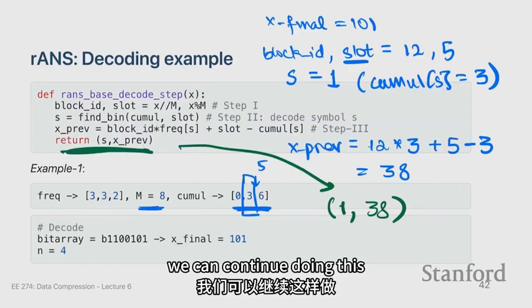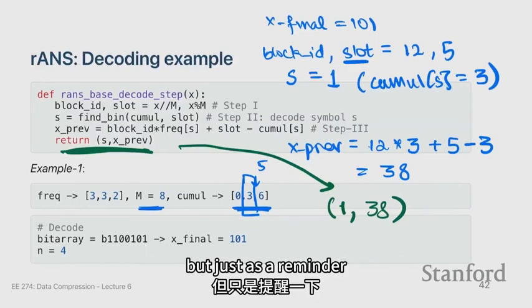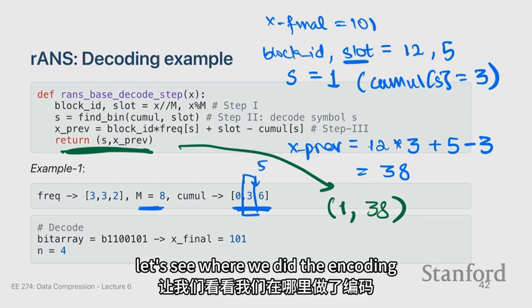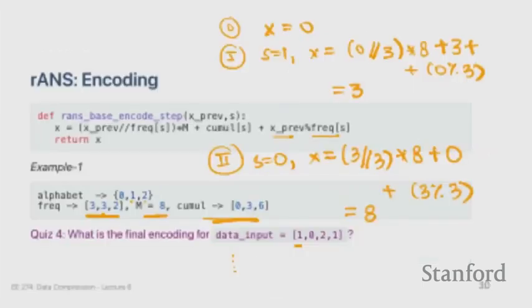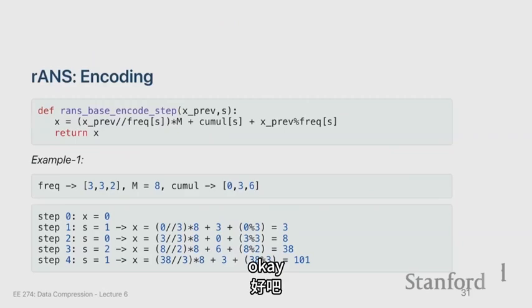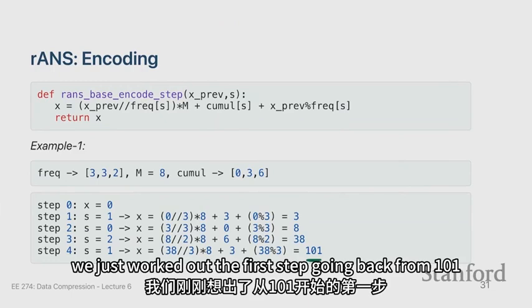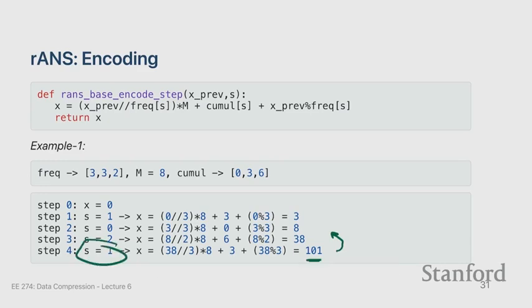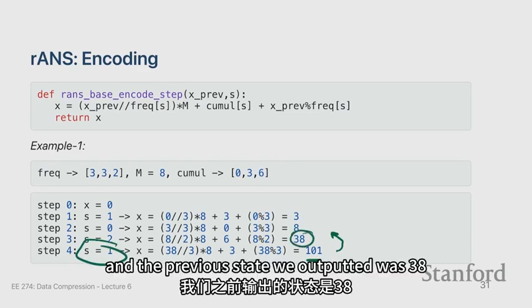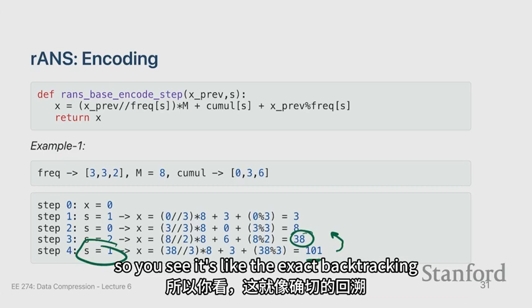We can continue doing this, and I encourage you to go home and continue doing this. But just as a reminder, let's see where we did the encoding. So this is where we did the encoding, right? We just worked out the first step going back from 101, and the symbol we outputted was 1, and the previous state we outputted was 38.